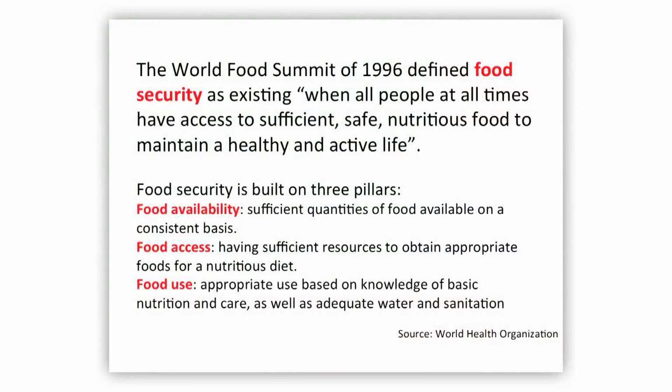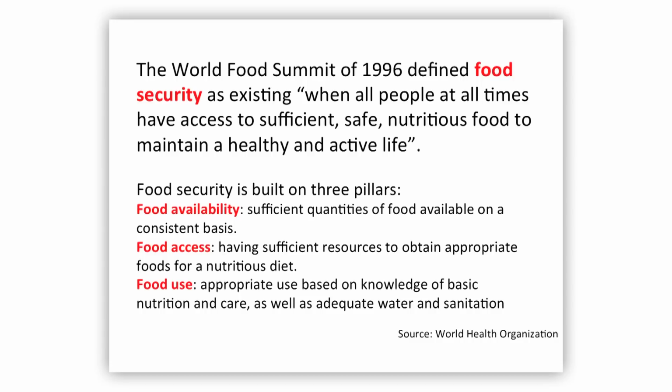Okay, so I'm going to move in quickly now to what is food security, and you're going to spend 3 days talking about food security, so I'll just remind you of some of the basics now. Food security was defined at the World Food Summit in 1996 as when all people at all times have access to sufficient, safe, nutritious food to maintain a healthy and active life. There were basically 3 pillars this was built upon. One is availability, the second is access, and third is food use.